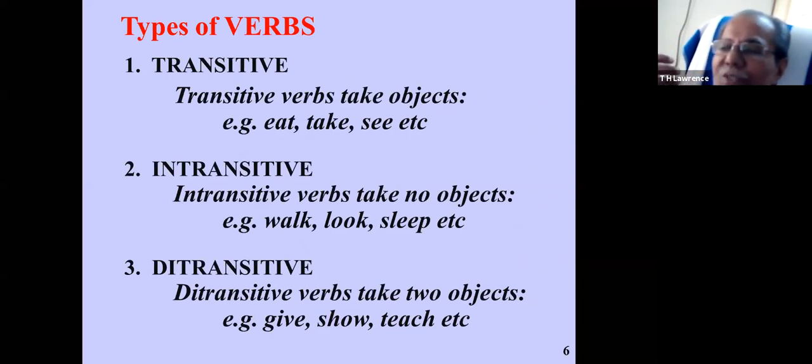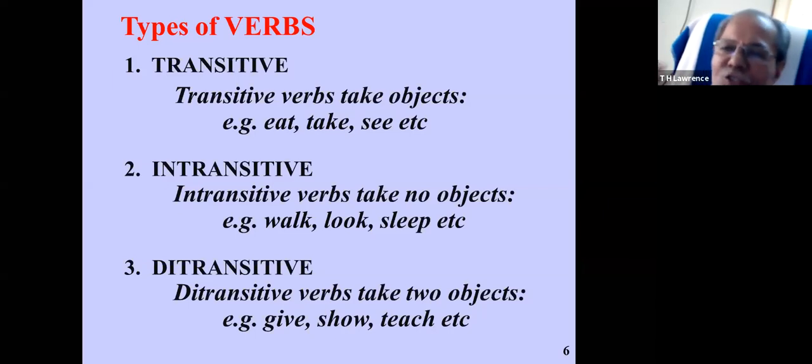So whatever verb you use, if they take an object, then of course they are called the transitive verbs. Intransitive means a verb that does not take an object. And ditransitive verbs are those verbs that take two objects. So what did we understand from this? There are mainly two types of verbs. They are transitive and intransitive. And the transitive can be monotransitive or ditransitive, and the other is intransitive.